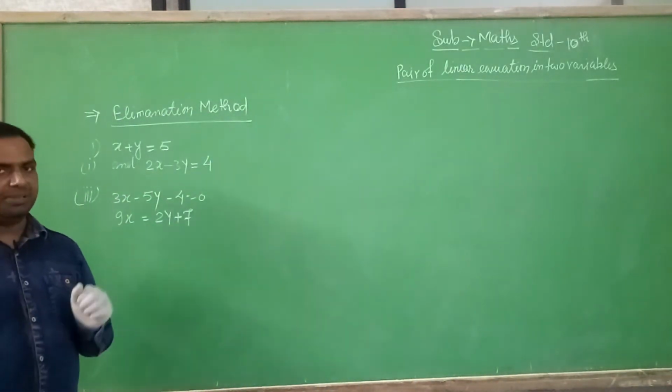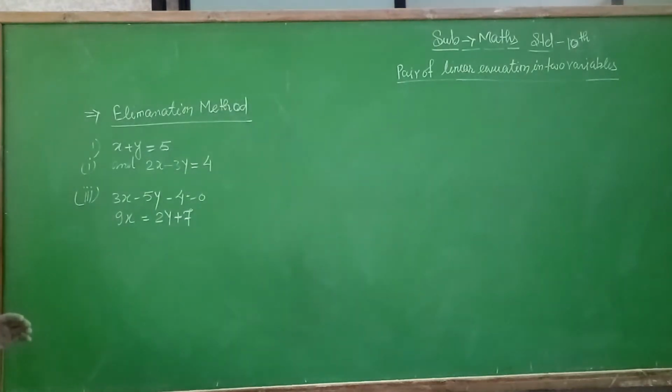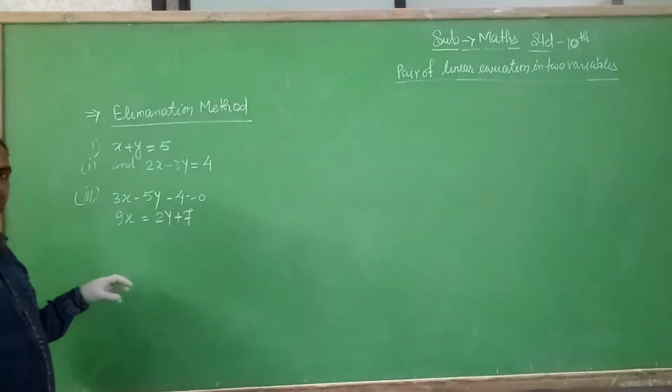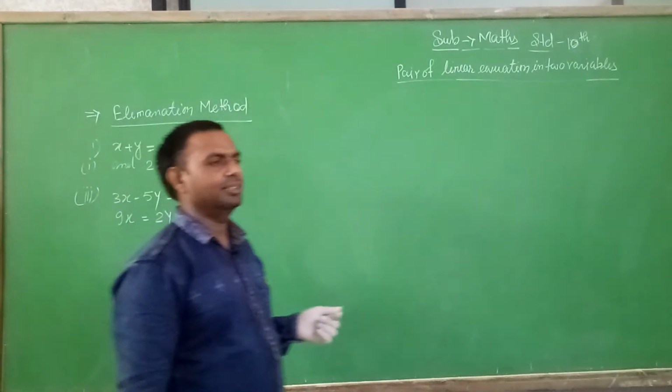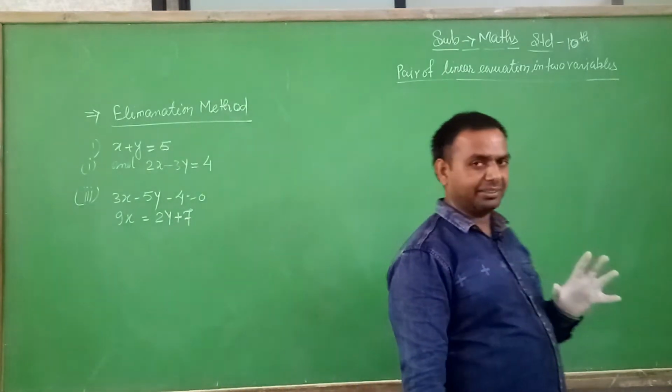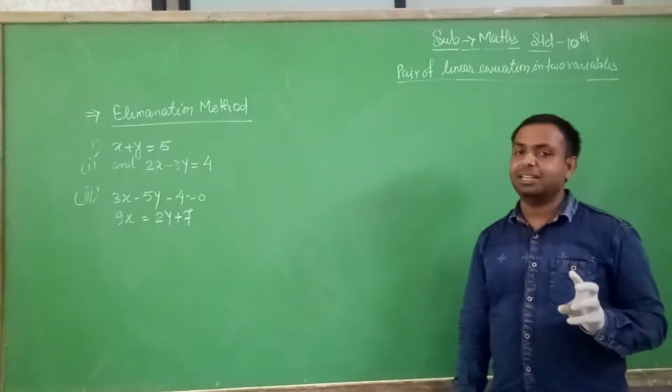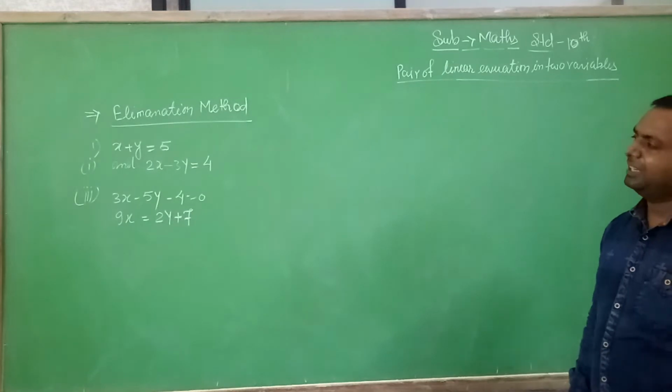What is the elimination method? In the case of the elimination method, you either solve for x or for y. You eliminate one variable, either x or y, so you find the value of the other variable. So this is called the method of elimination.